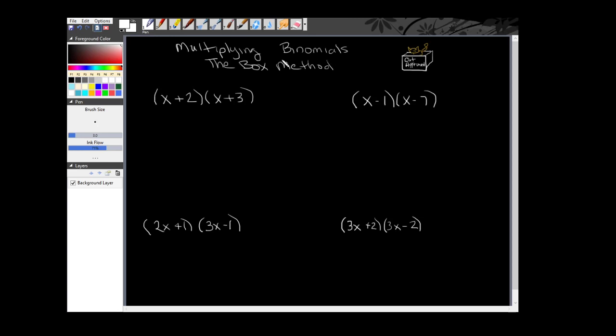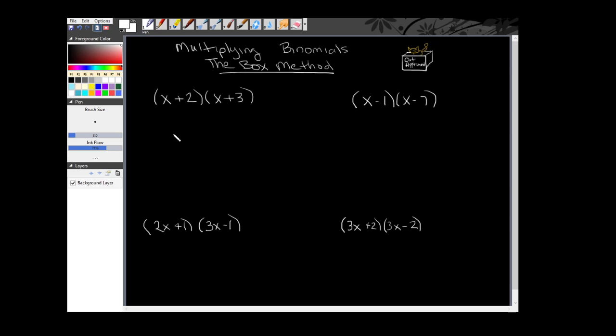This one is covering multiplying binomials in a method called the box method. There are several ways to multiply together binomials or polynomials. I usually prefer the distribution method, but I find that the box method is actually very useful for students to help them visualize what is happening.